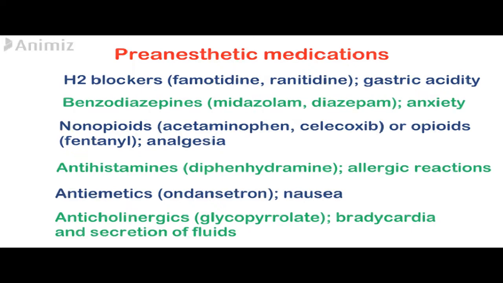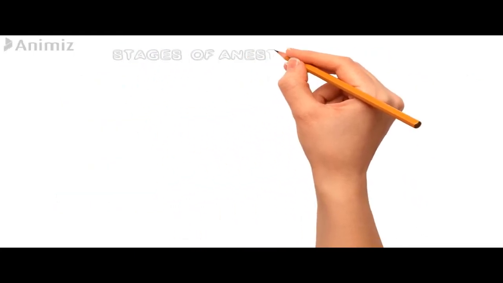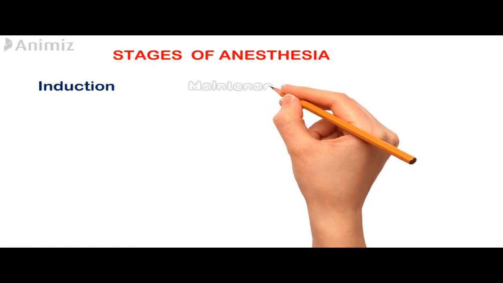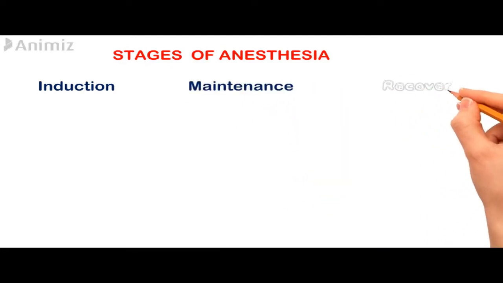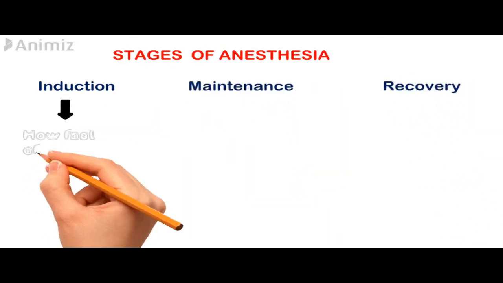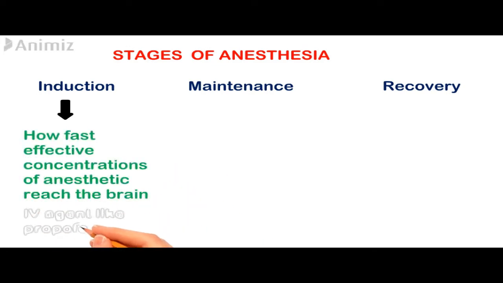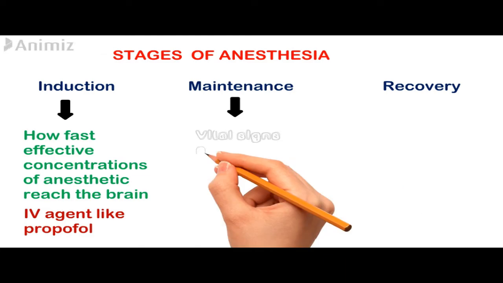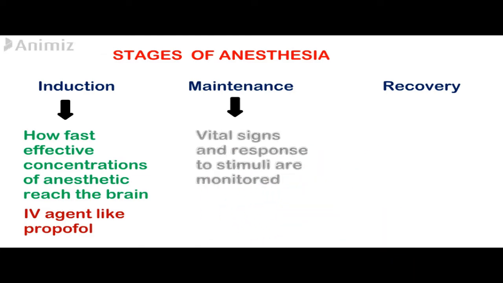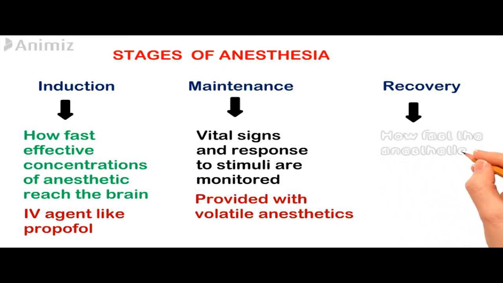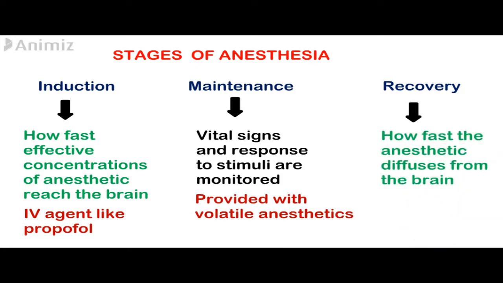General anesthesia has 3 stages, which are the induction stage, the maintenance stage, and also the recovery stage. Induction is the time from the administration of a potent anesthetic to the development of effective anesthesia, and this stage depends on how fast effective concentration of anesthetic reaches the brain. Intravenous drugs like propofol are mainly used for the induction of anesthesia.